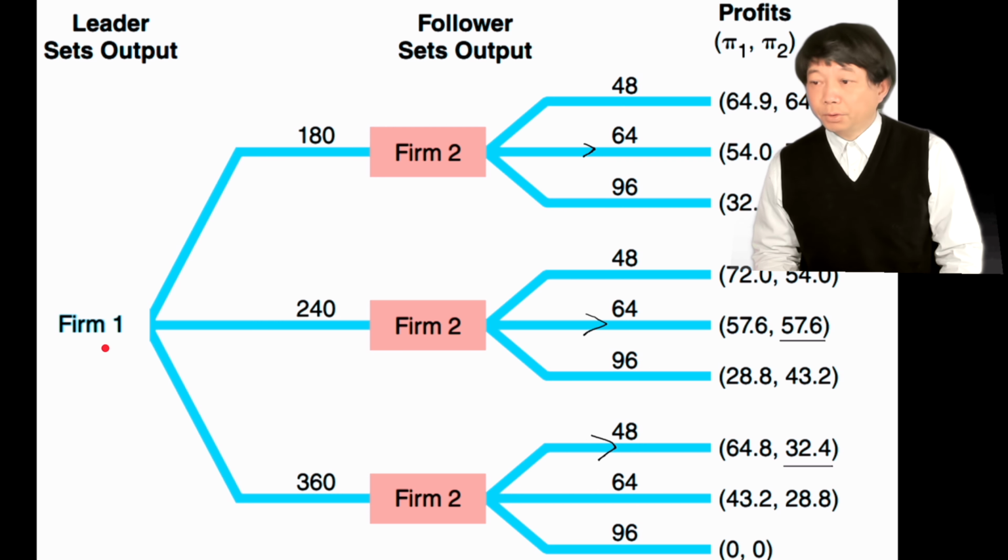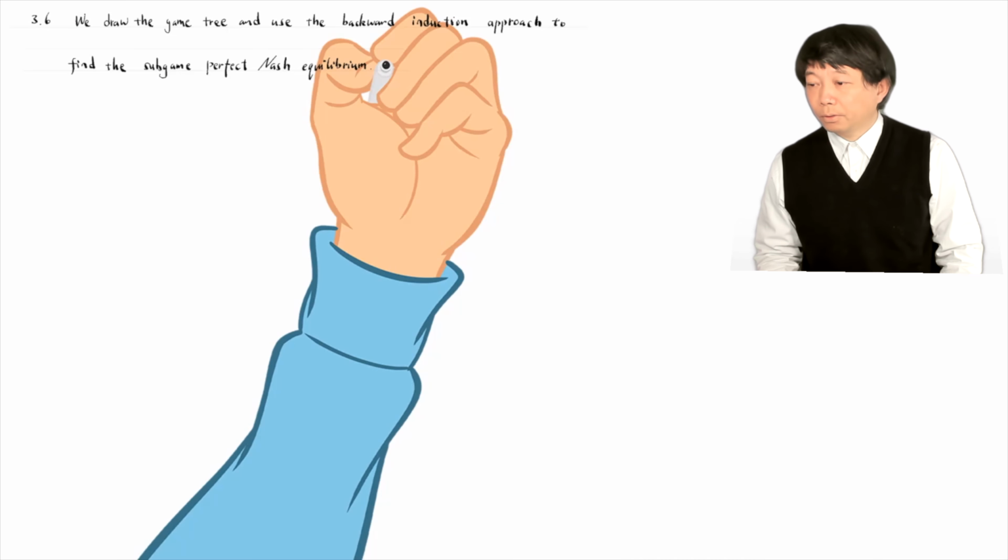If Form 1 chooses an output of 180, it knows that Form 2 will produce 64, and it earns a profit of 54. If Form 1 produces 240, it knows Form 2 will produce 64, and its profit is 57.6. If Form 1 sets 360, it knows Form 2 will set 48, and its profit will be 64.8. Form 1 is better off producing 360. We underline its profit and add an arrow on the path.